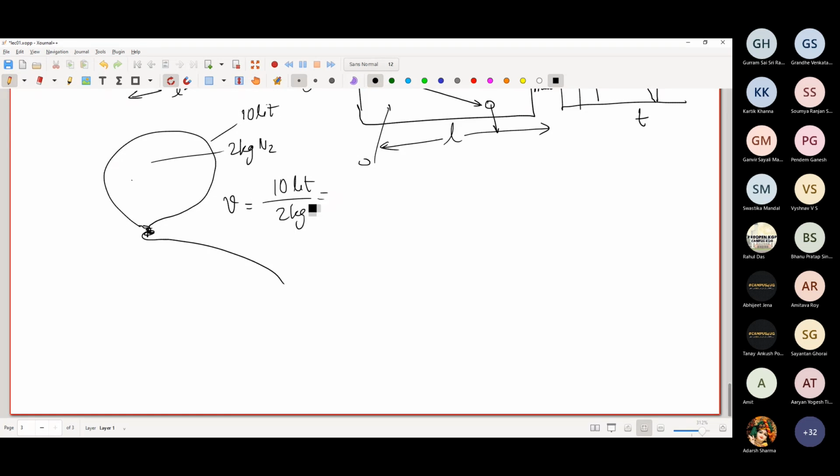Well, you cannot do it like this because you have to convert them into consistent units. So 10 liter is going to be 10 to the power how many meter cube is a liter? Minus 3. Is it? Minus 3. Okay, so it's going to be 5 to the power minus 3 meter cube per kg. This is the unit of specific volume.